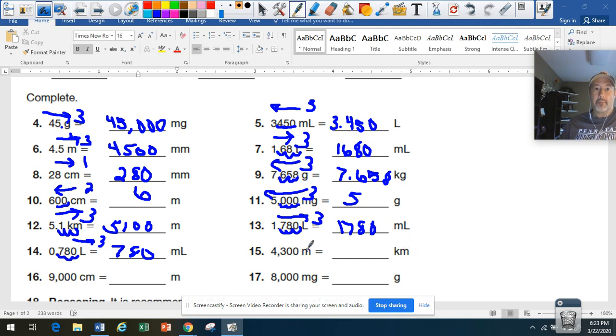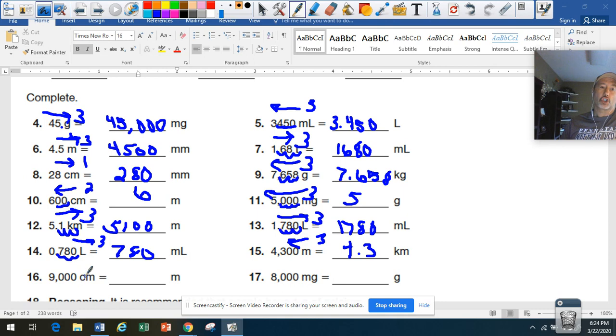Number 15, meters to kilometers. So we're going from a smaller to a bigger. Left. We're going to go left 3 places. So this is going to give us 4.3 kilometers.